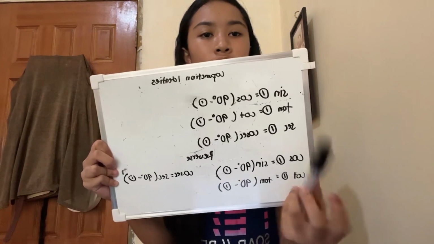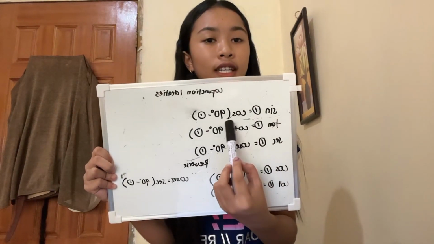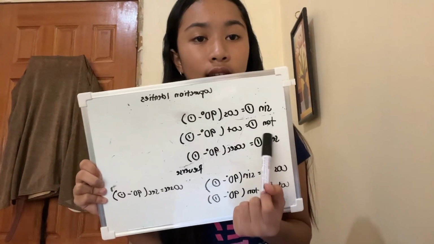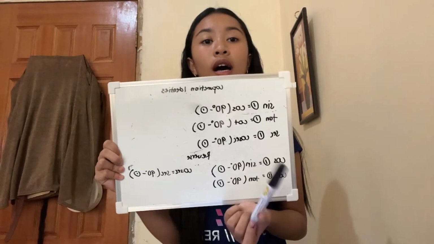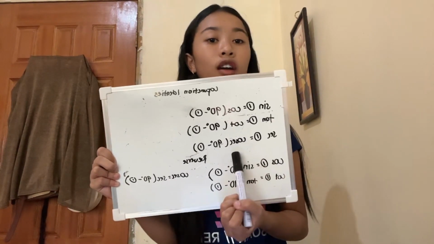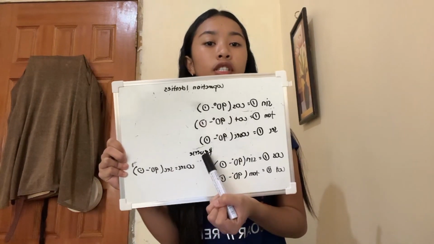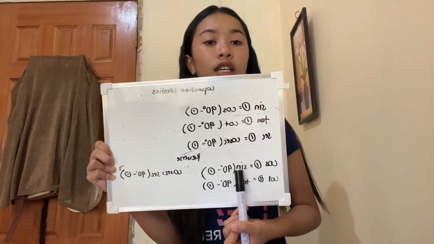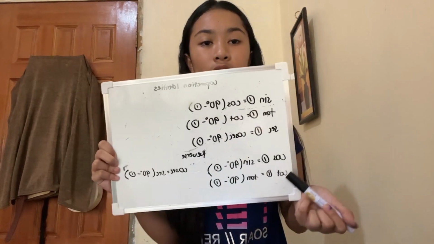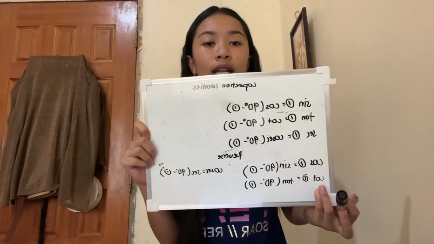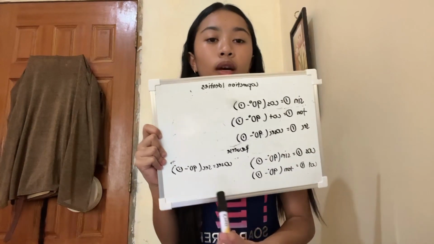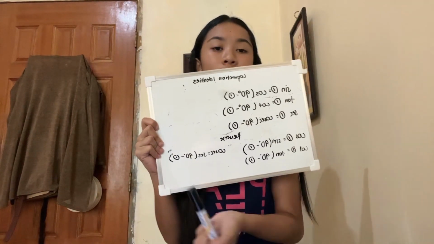So these are the final 6 co-function identities. We have sine theta is equal to cos of 90 degrees minus theta. Next is tan theta is equal to cot of 90 degrees minus theta. Next is sec theta is equal to cosec of 90 degrees minus theta. The reverse version is cos theta is equal to sin of 90 degrees minus theta. Next is cot theta is equal to tan of 90 degrees minus theta. The last one is cosec theta is equal to sec of 90 degrees minus theta.